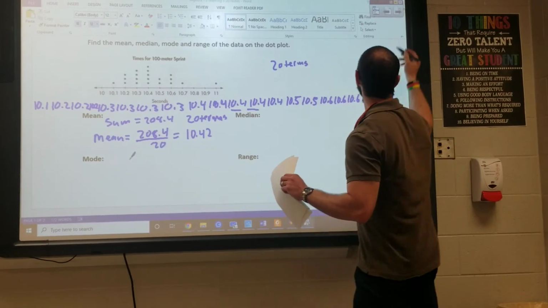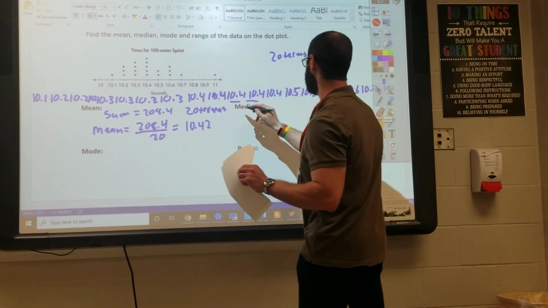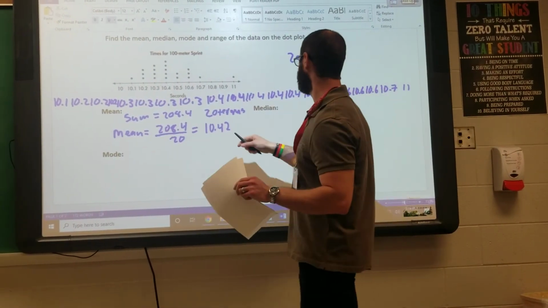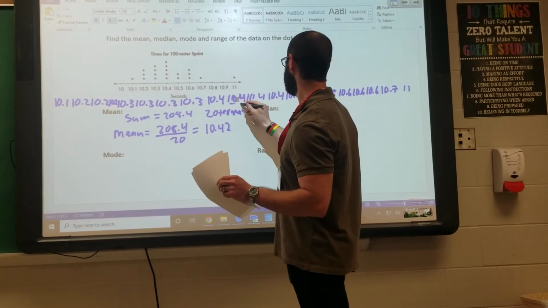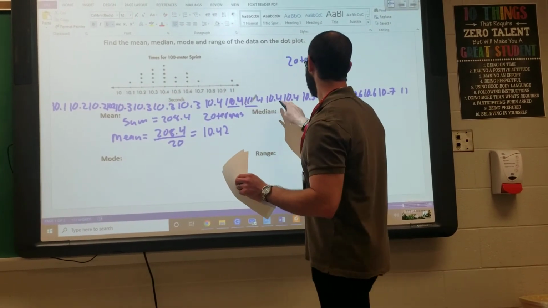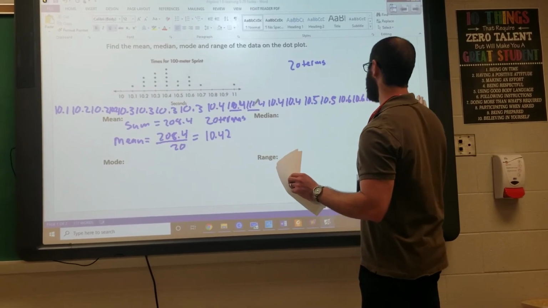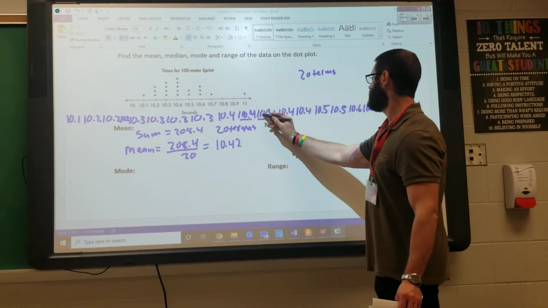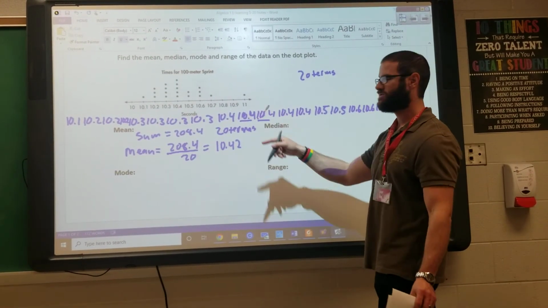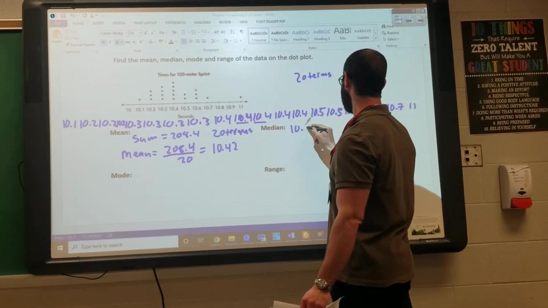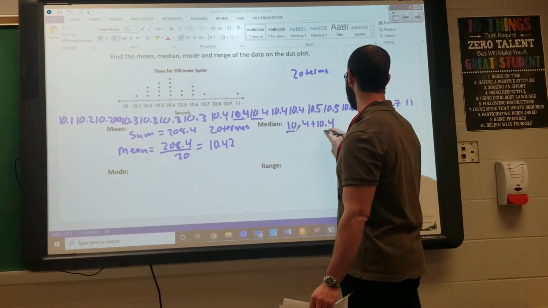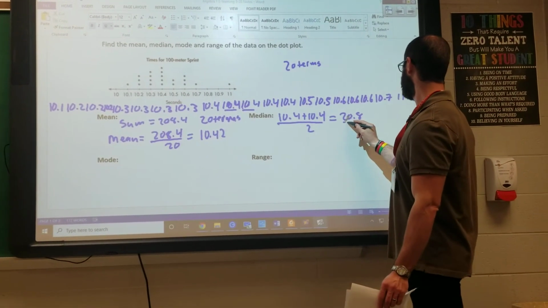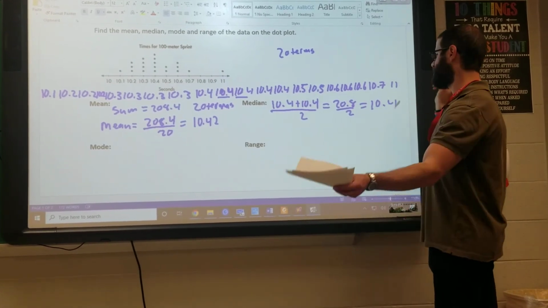But at any rate, we're going to see that the median is 10.4, but specifically it's going to be these two here. Because then I'd have 1, 2, 3, 4, 5, 6, 7, 8, 9, and 9 terms on this side. To find the median, if we really want to get technical, we take the middle two terms, 10.4 plus 10.4, divide by 2. So 20.8 divided by 2, I'm at 10.4.